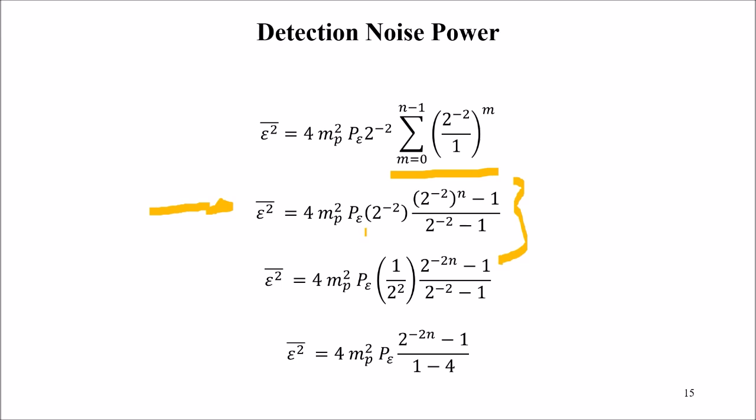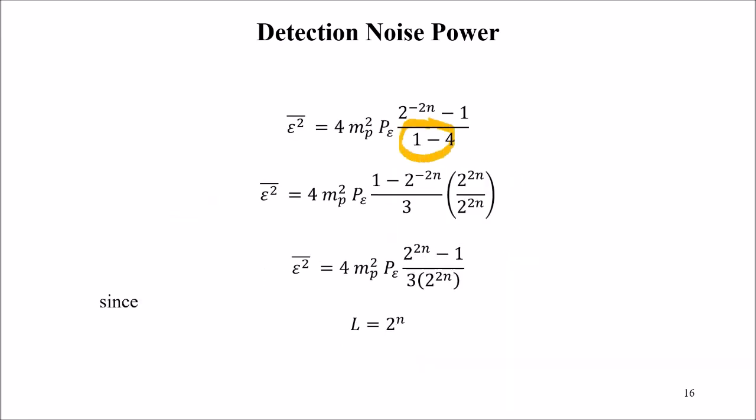And now let's take 2 to the minus 2 power. That's the same thing as 1 over 2 squared. And if you multiply the 2 squared through the denominator, in this denominator we get a 1 minus 4, which is going to be minus 3. So I've incorporated the minus sign into the numerator by switching the order. We have 1 minus 2 to the power minus 2n divided by 3.